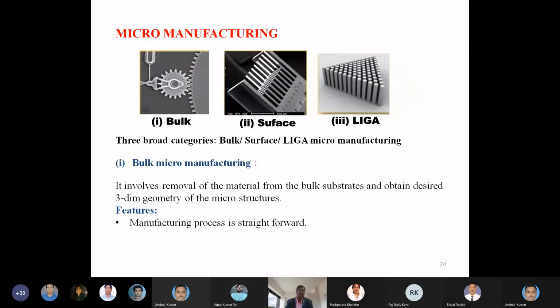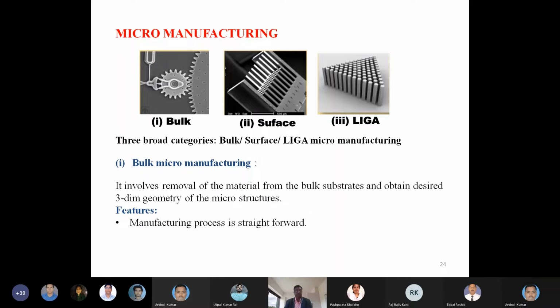The bulk micro manufacturing system involves the removal of material from the bulk substrate to obtain the desired shape of a three-dimensional microstructure. It is similar to a sculptor shaping a sculpture. We start with the original raw material, from which we shape the required form so as to obtain a three-dimensional structure.